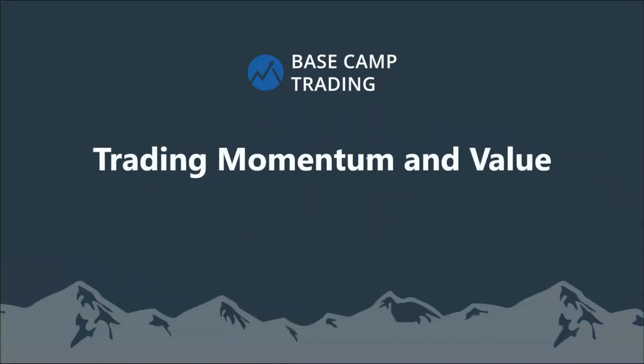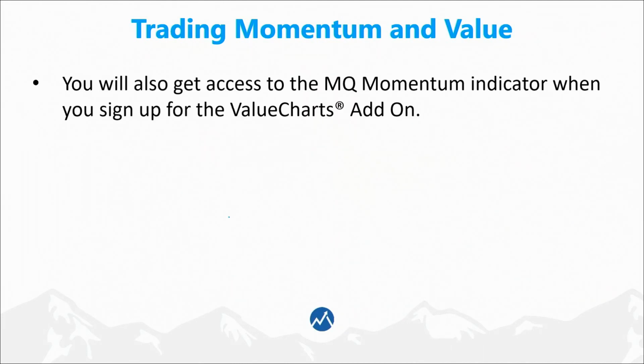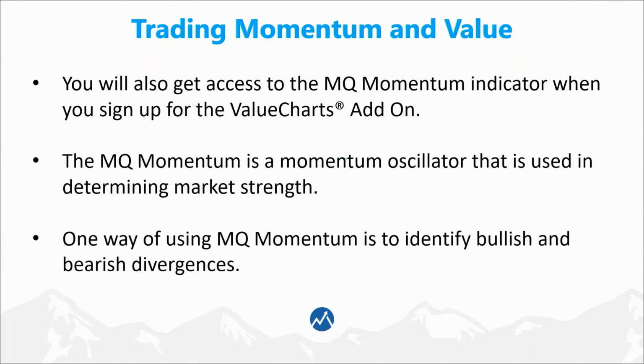All right, so with that being said, let's talk about that third component, adding momentum in there. One of the things that we've done is when you purchase the Value Charts Indicator Suite for Metastock, we actually also give you access to the MQ Momentum Indicator when you sign up for the add-on. The momentum is a momentum oscillator that's used in determining the strength of a market one way or the other. One way of using it is to identify bullish and bearish divergences, which is one of my favorite ways of using this tool.